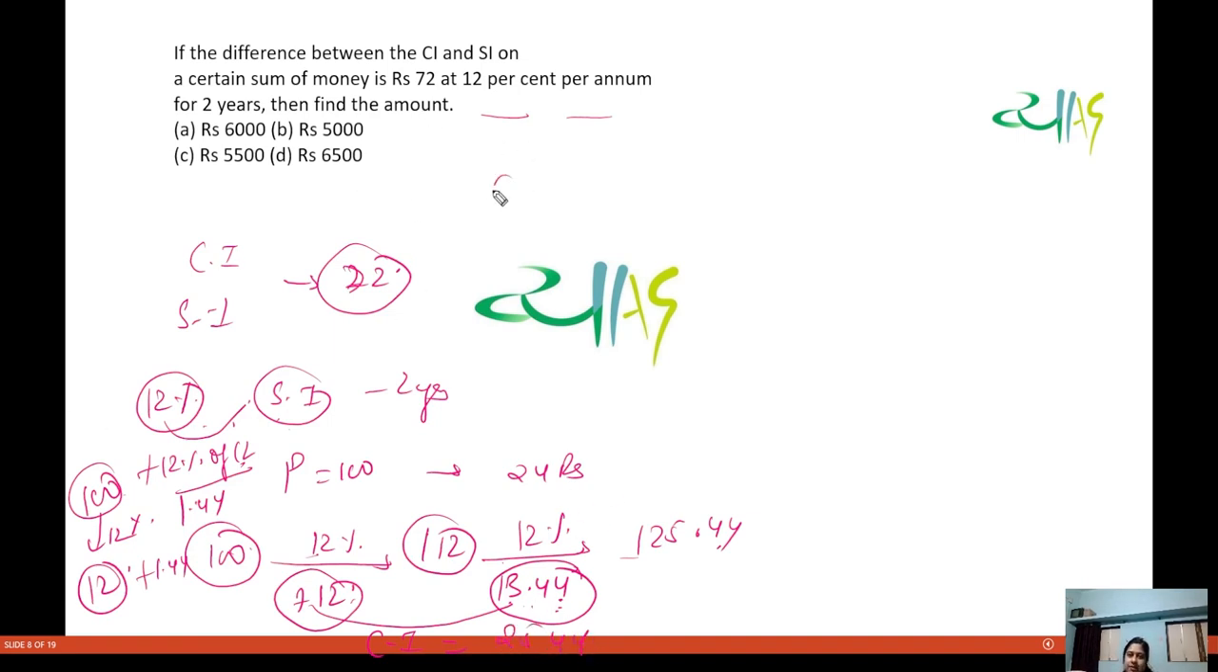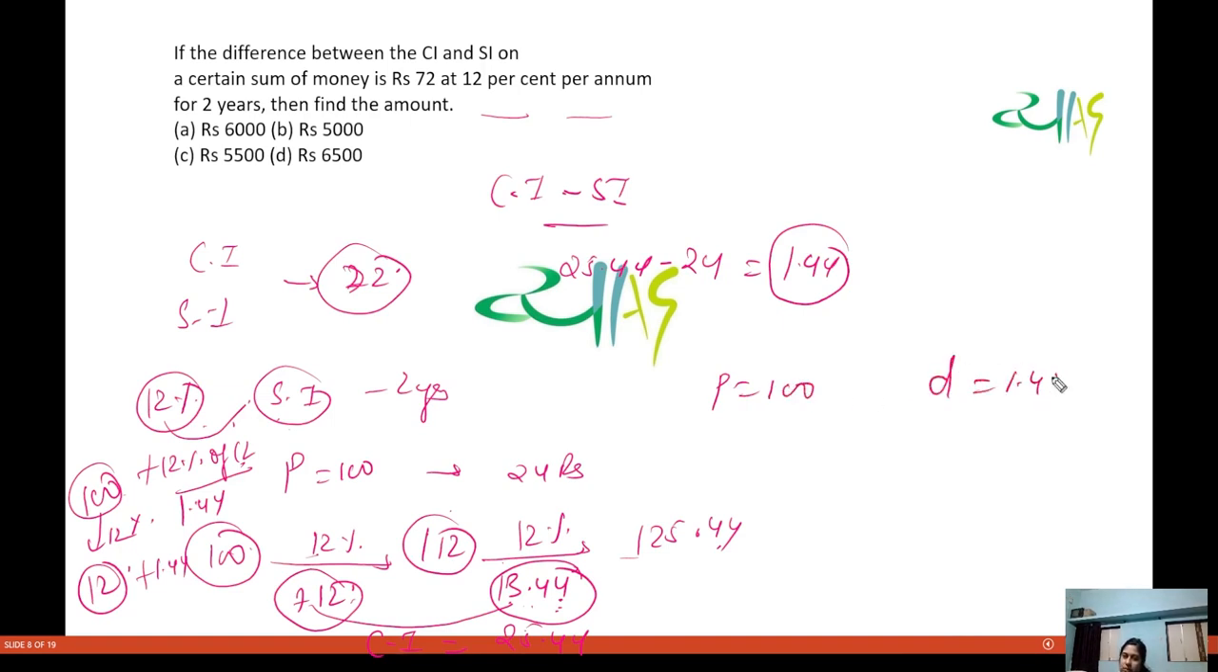Now it is saying the difference between compound interest and simple interest. So here what I got, the difference between compound interest and simple interest, 25.44 minus 24 is equal to 1.44. Okay, now when I took principal as 100, I got my this difference is equals to 1.44.